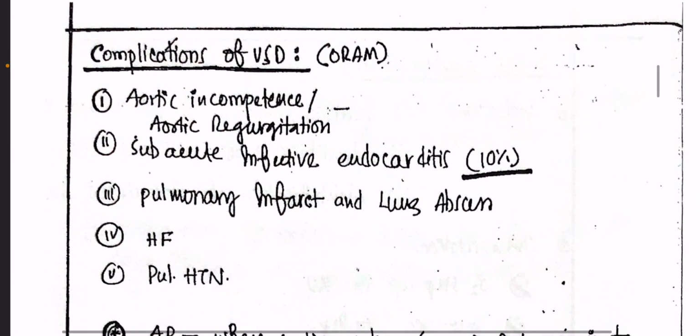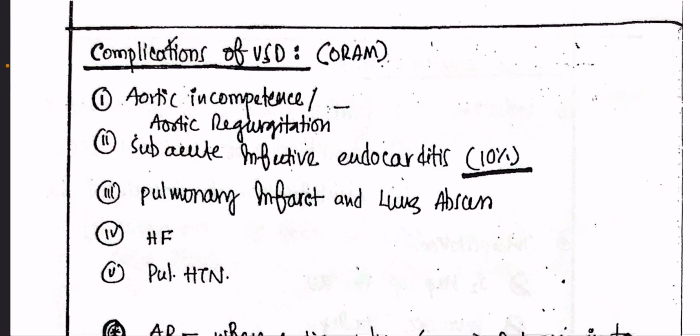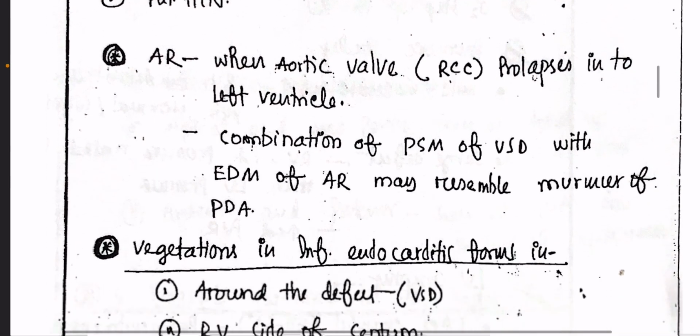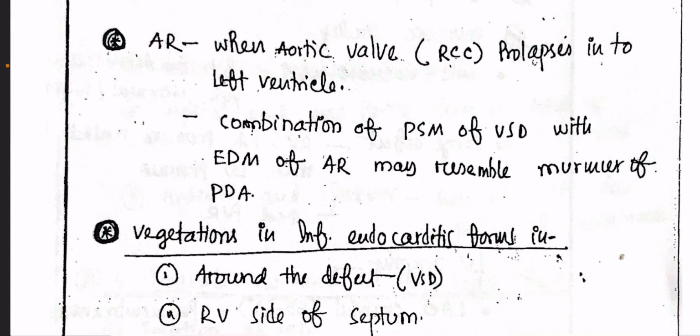Now, what are the complications of VSD? The complications are aortic incompetence, that is aortic regurgitation, subacute infective endocarditis in 10% cases, pulmonary infarct and lung abscess, heart failure, pulmonary hypertension. Aortic regurgitation occurs when the aortic valve, that is the RCC, prolapses into the left ventricle. Combination of pansystolic murmur of VSD with early diastolic murmur of aortic regurgitation may resemble the murmur of PDA.